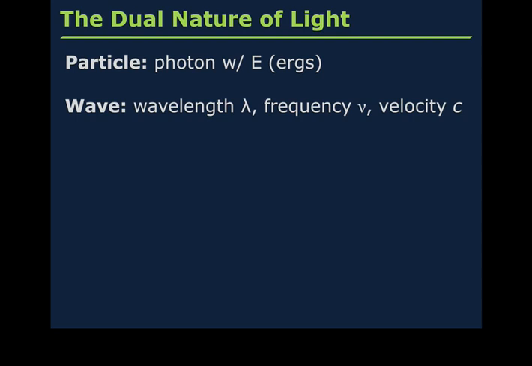So just to start off, light is interesting in part because we can describe it in these dual, seemingly conflicting ways. We can describe light as a particle, so photons with energies given here as capital E, and in astronomy we usually use energy in units of ergs. Or we can describe light as a wave, so having a wavelength of lambda, a frequency of nu, and that velocity c, the speed of light.